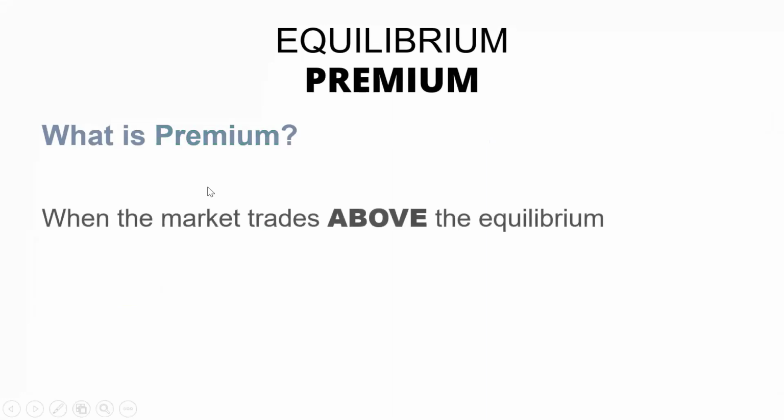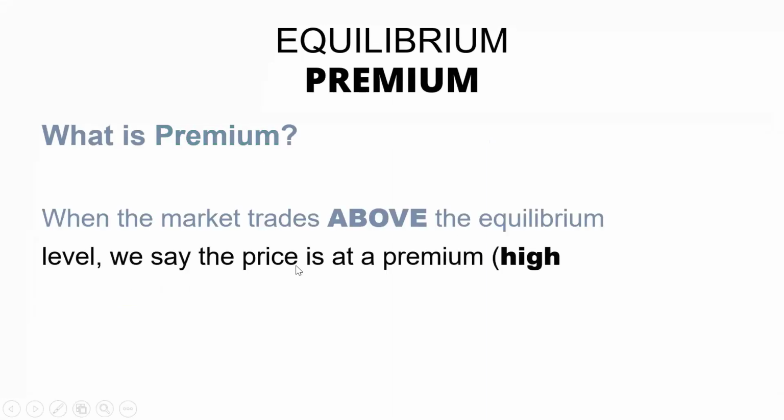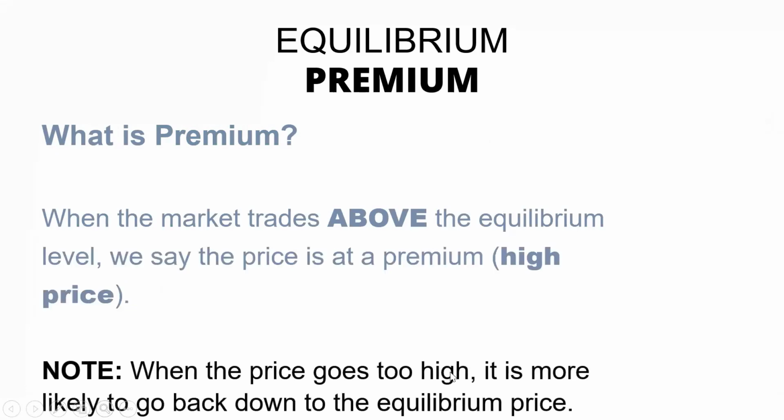What is premium? When the market trades above the equilibrium level, we say the price is at a premium, or at a high price. When the price goes too high, it is more likely to go back down to the equilibrium price. So think about Bollinger Bands. When the price goes above the mean and goes to 2 standard deviations above, the market needs to come back down because it acts like an elastic.